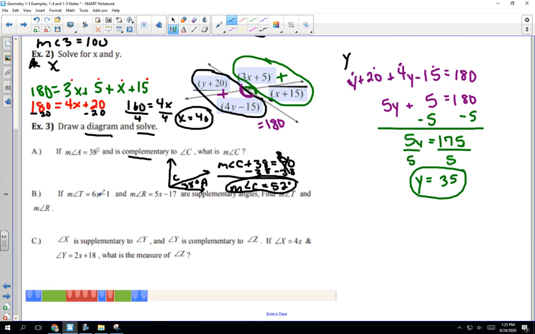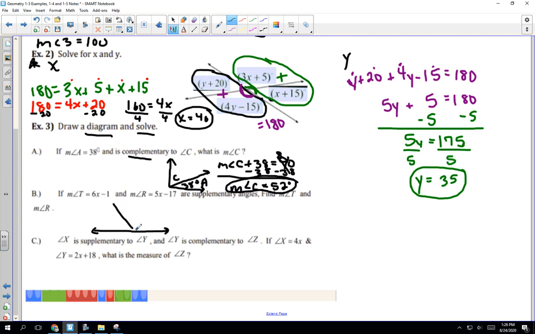Okay, the next example problem is this B. Measure of angle T is 6x minus 1. Measure of angle R is 5x minus 17. They are supplementary. Find the measure of angle T and the measure of angle R. So we're going to go straight.